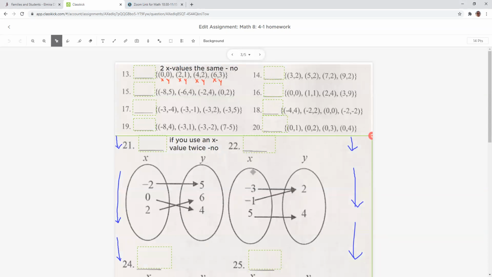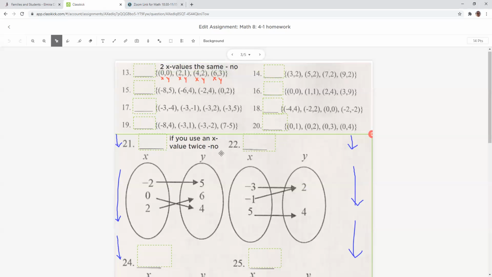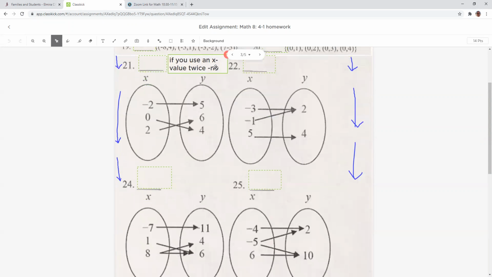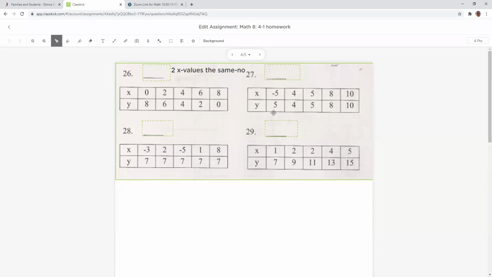On the third slide, make sure you realize there are questions down below. You've got to scroll down a little bit. If there are 2 x values the same, it's a no. Remember that all points are written x comma y. In these oval type questions, if you use an x value twice, it's a no. If there are 2 arrows shooting out of the same number, that's when it's a no. And on the last slide, you have the tables. If there are 2 x values that are the same in a table, it is a no.